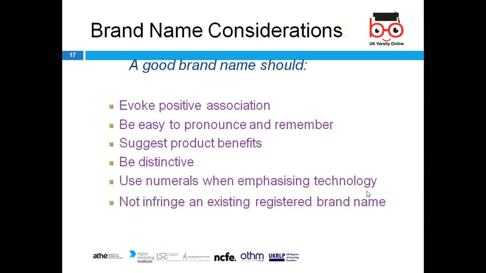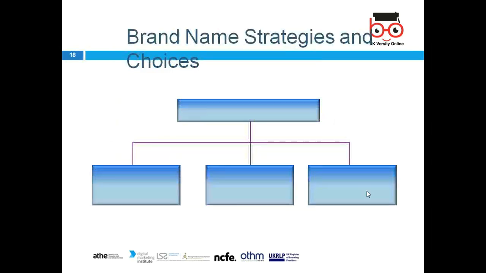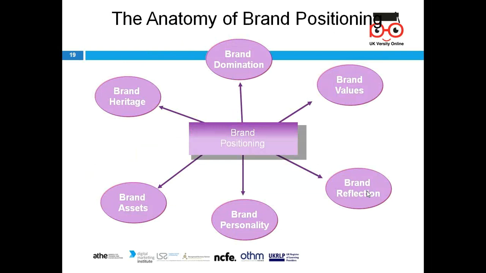So, brand name consideration. A good brand name should evoke positive association, be easy to pronounce and remember, suggest the benefit, be distinctive, and be careful with numerals when the emphasis is on technology. So all these we need to look at in brand strategies. Family brand names, we can look at what they are, and we can choose individual brand names and combination brand names. So that's Unilever, Procter and Gamble, and Unilever soap or Dove soap, and those can be the anatomy of a brand, how we can brand.